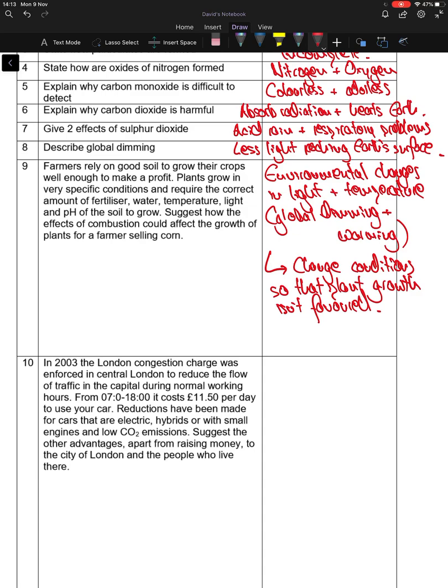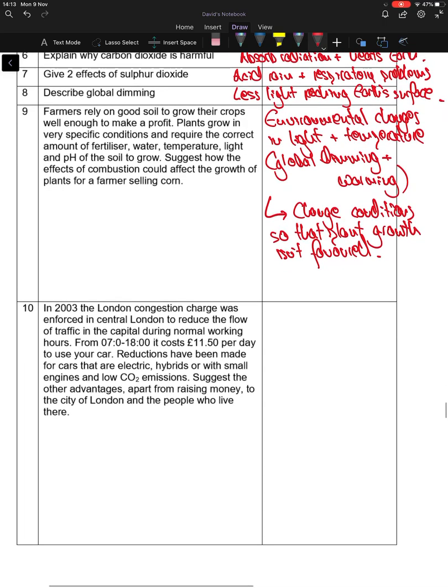And then in 2003, the London congestion charge was enforced in central London to reduce the flow of traffic in the capital. Normally working hours from 7 to 6, it was £11.50 per day for each car. Reduction made for cars that are electric, hybrids, or small engines and low CO2 emissions. Suggest the other advantages apart from raising money for the City of London and the people who live there.